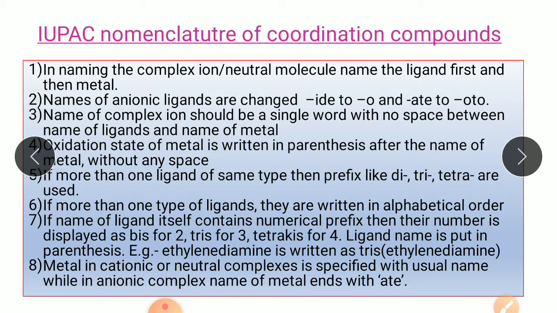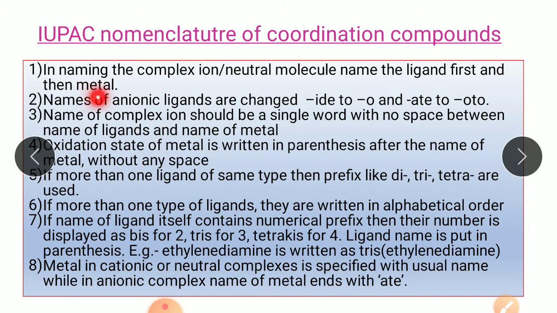The first rule is that while naming the complex ion or neutral molecule, the name of the ligand is written first and then that of the metal. So the name of the ligand is written first and then the name of the metal is written.